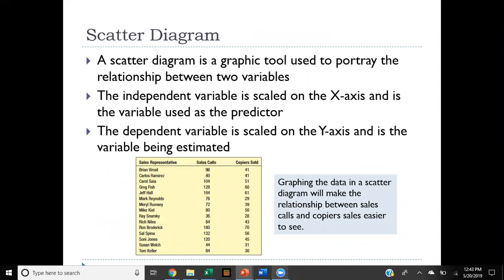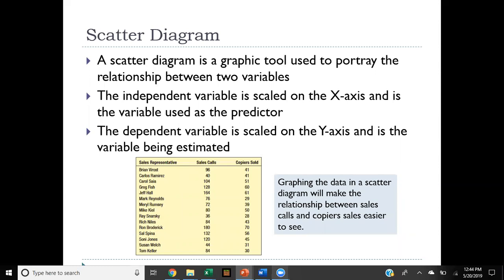Okay, so let's go into the process that we would have to take to be able to do a correlation analysis. And one of the very first steps is to visualize your variables. So let's look at this example here where we have companies, sales representatives, and the company wants to know if there's a relationship between the number of sales calls that the representatives make and the total number of copiers that those same representatives sell.